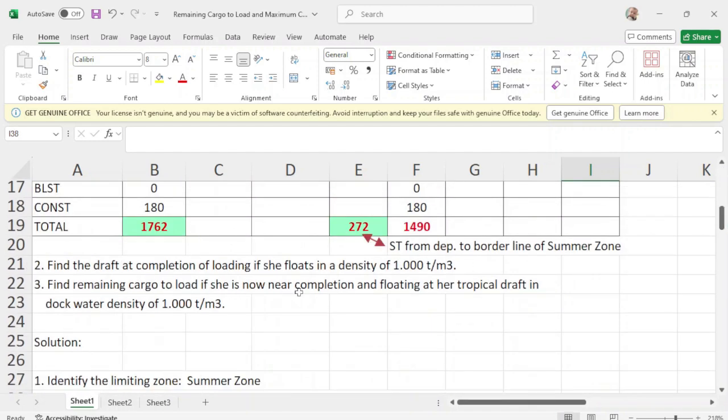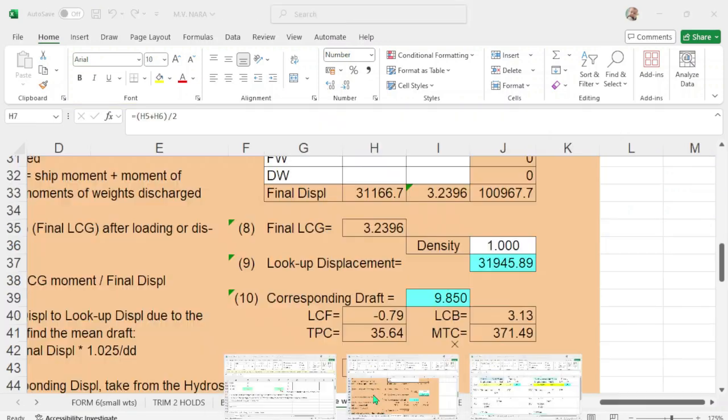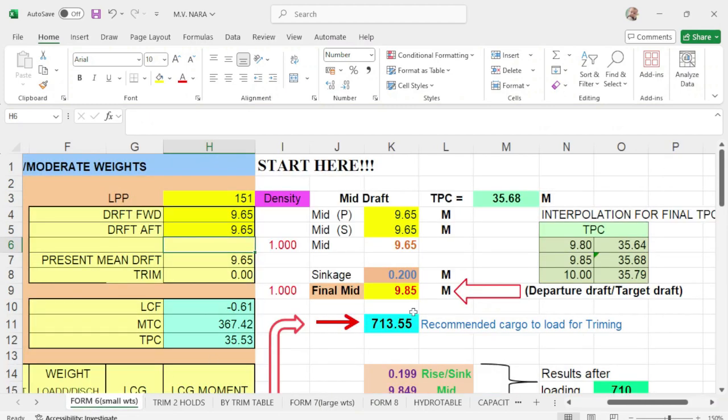find the drop at completion of loading, find the remaining cargo, which is now completion of floating at tropical drop in brackish water. Now it says find the drop at completion of loading if she floats in a density of 1.00. So what is completion of loading? The drop is 9.85 because he didn't say how much would be our sinkage or what will be the present drop before completion of loading.